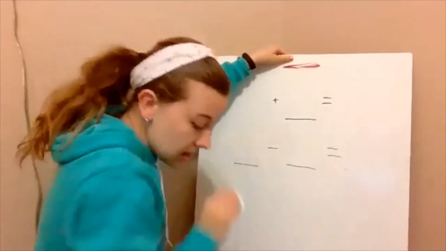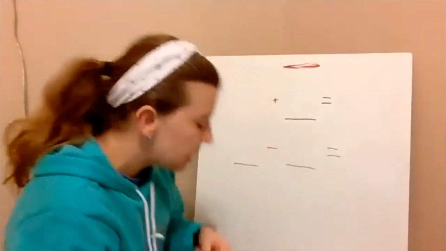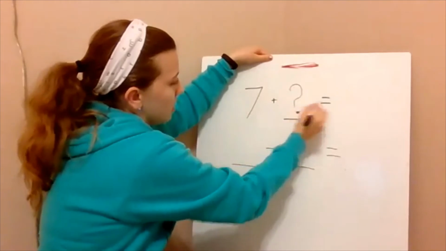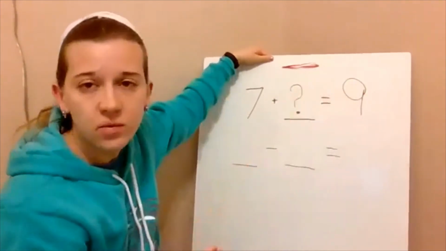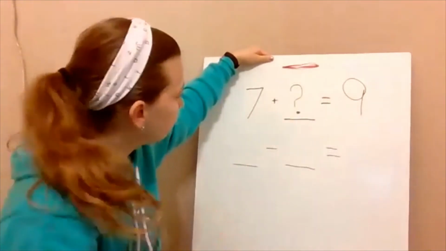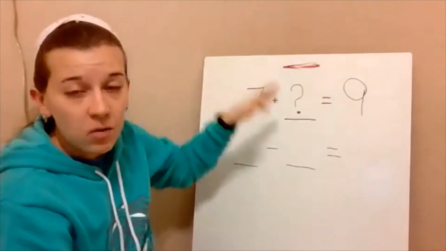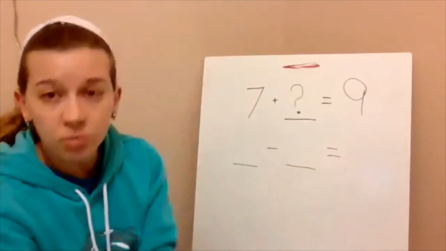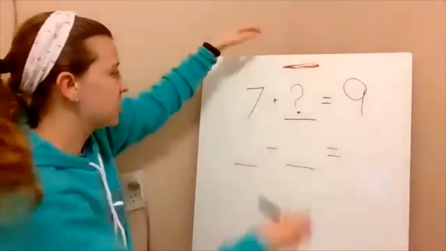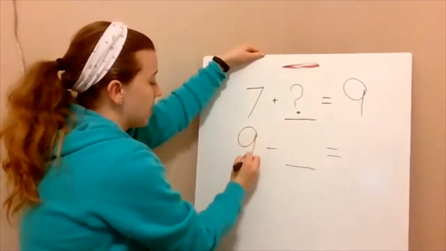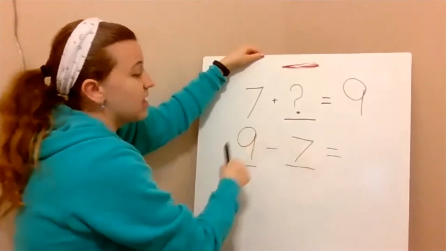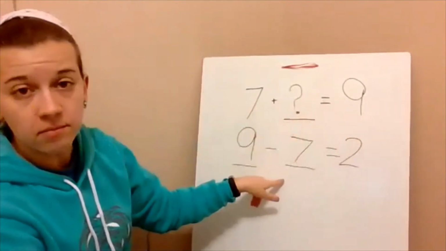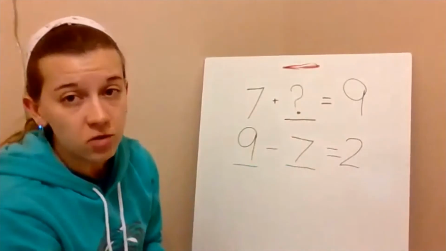All right. So number 2 says 7 plus blank equals 9. This is like what we did with Kevin and his baseball cards. Well, to find out what 7 plus blank equals, we have to do the related subtraction fact. So we would put 9 here. 9 minus 7 equals 2. So these are the numbers that you know. So you're going to put them in a place that will help you find the number that you don't know.